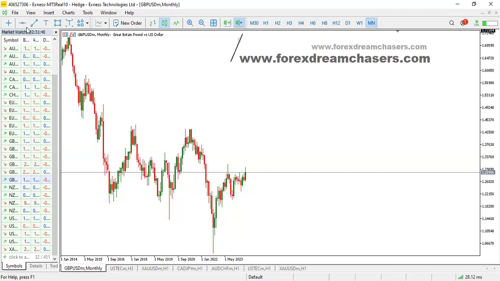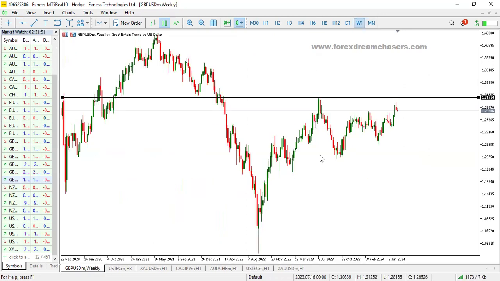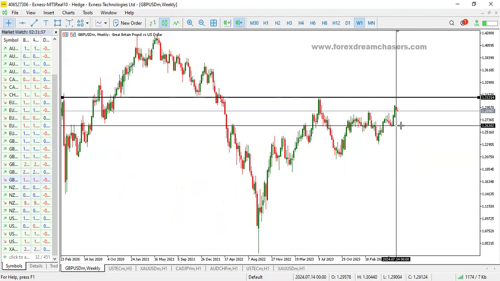I'm on the monthly time frame. Here's my resistance here, and then the market came down to the continuation pattern. The market is pushing up. Let's go to weekly. We need to understand what actually happened here.